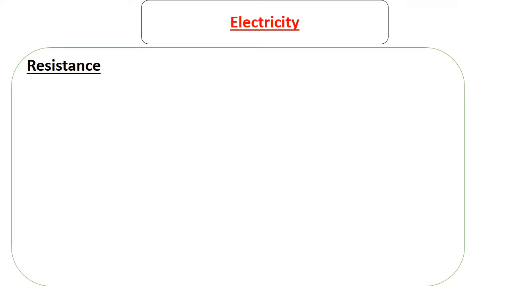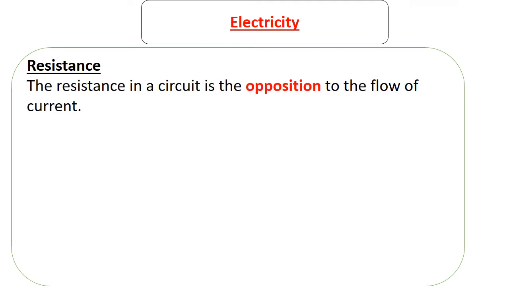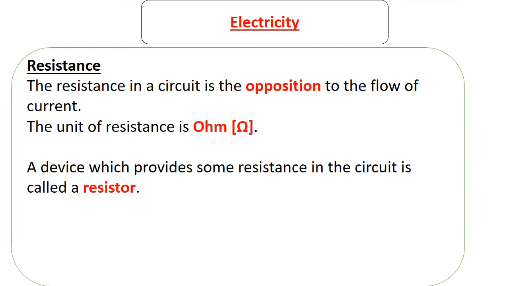Finally, we look at resistance. The resistance in a circuit is the opposition to the flow of current. So as the current is flowing, resistance resists the flow of that current. The unit of resistance is the ohm. So we use this symbol to represent ohm. The instrument used to measure resistance is called an ohmmeter. A device which provides some resistance in a circuit is called a resistor. Anything that provides resistance to the flow of current is called a resistor.